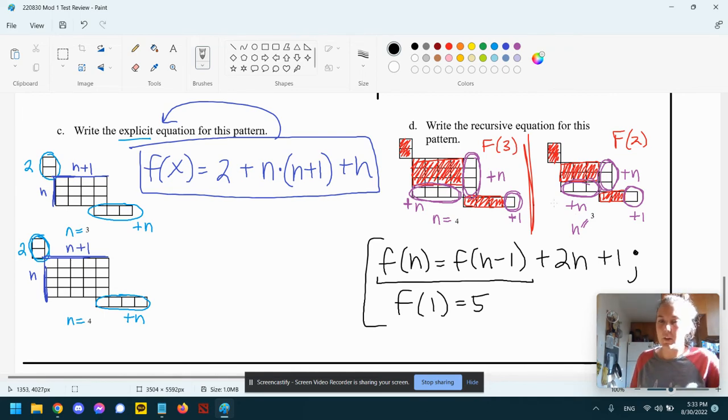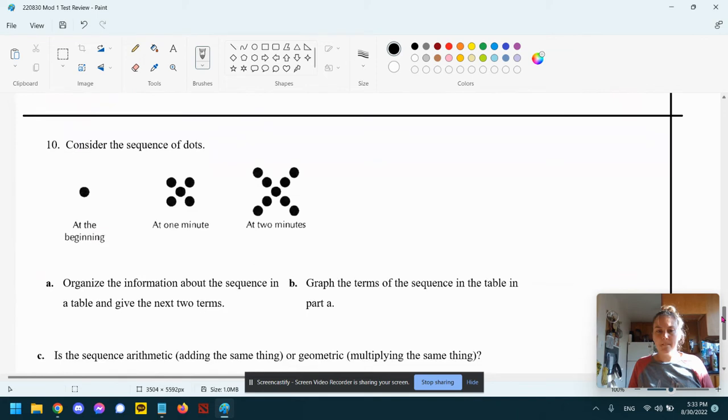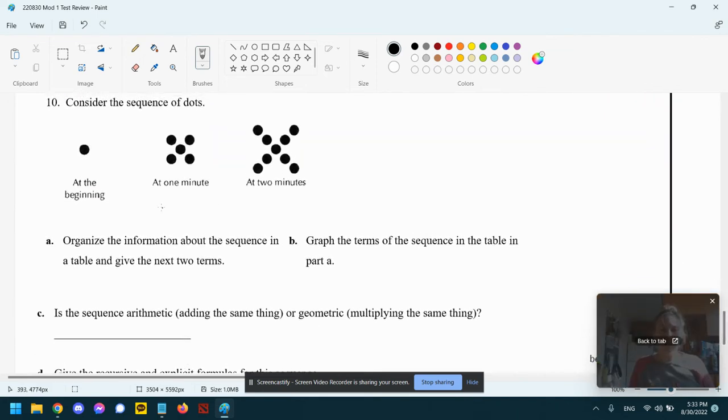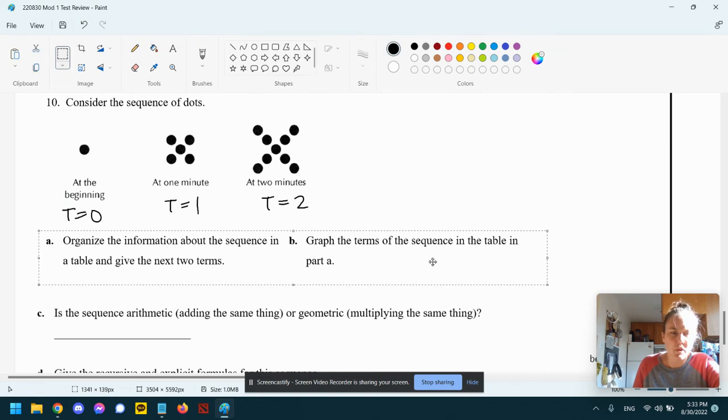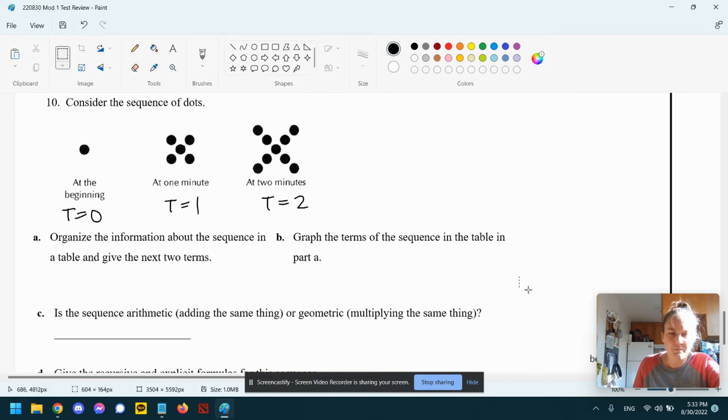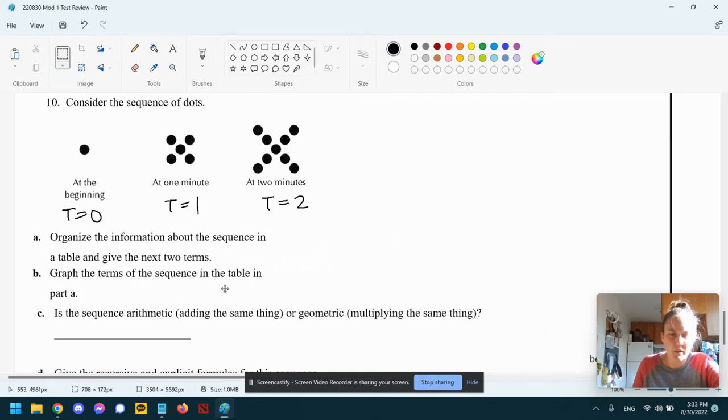Ooh, this video is going to be long. All right, let's go. All right, another creative one. At the beginning means time is 0. At 1 minute means time is 1. At 2 minutes means time is 2. They first want me to organize the information in a sequence in a table and give the next two terms. So I'll do that off to the side. Then I'll graph it off to the side as well.